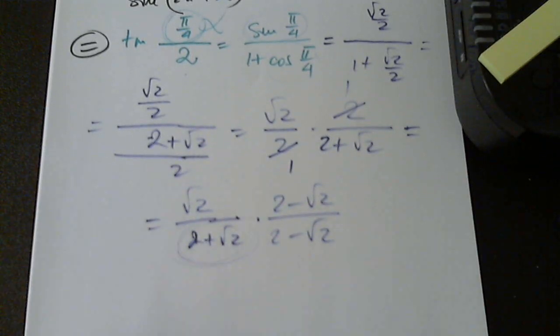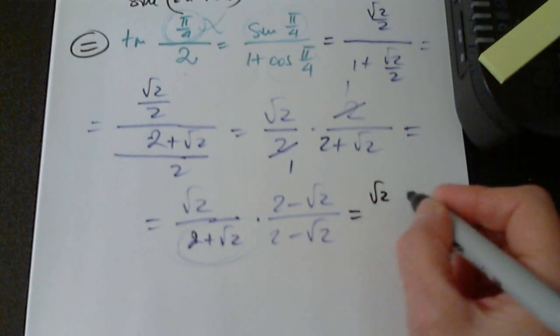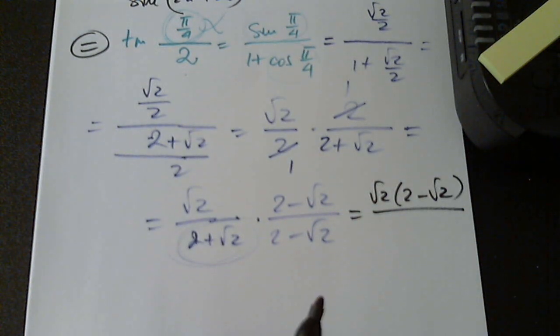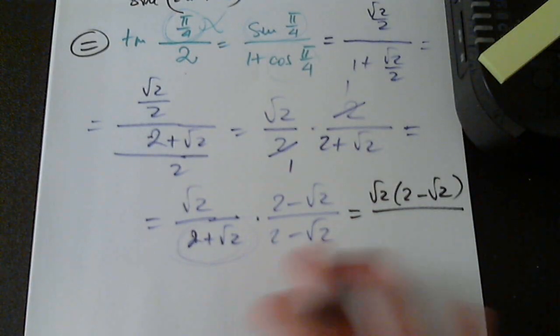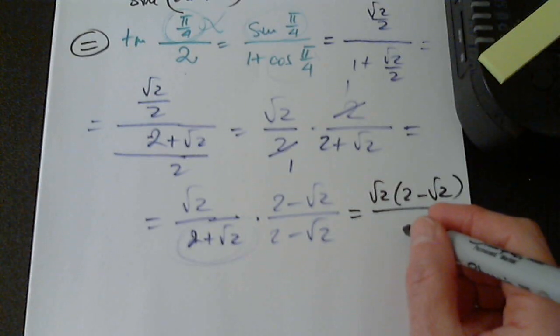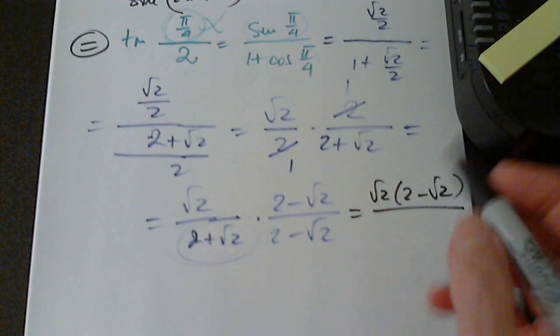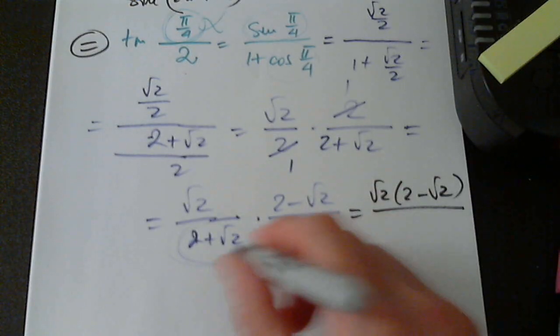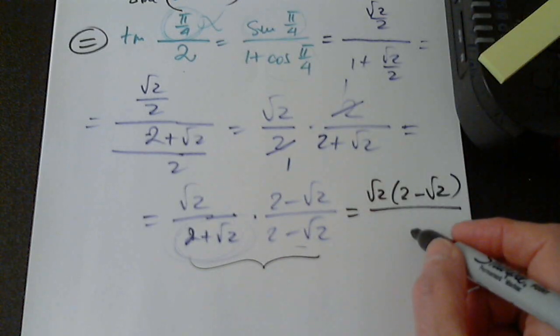Good. The numerator is clear: the square root of 2 times (2 minus the square root of 2). Can anyone give us the denominator? Can anyone multiply these two and give us the answer for the denominator?